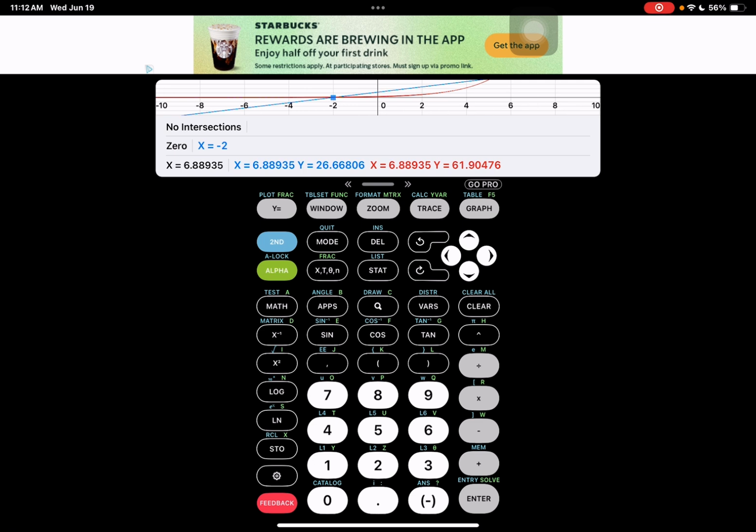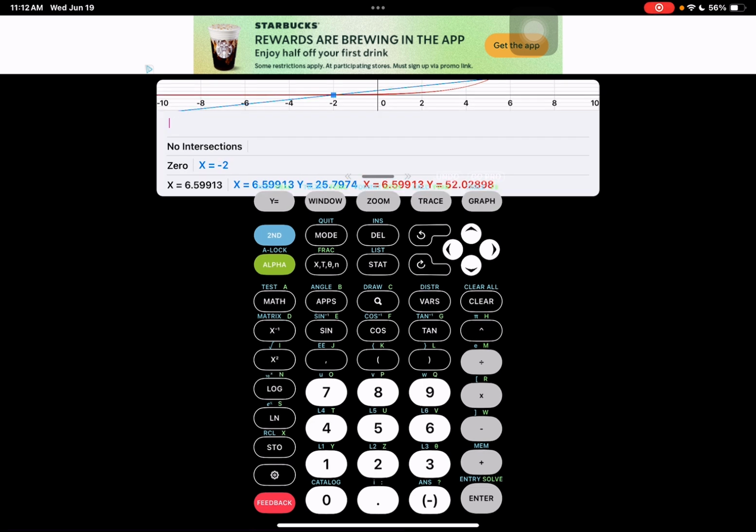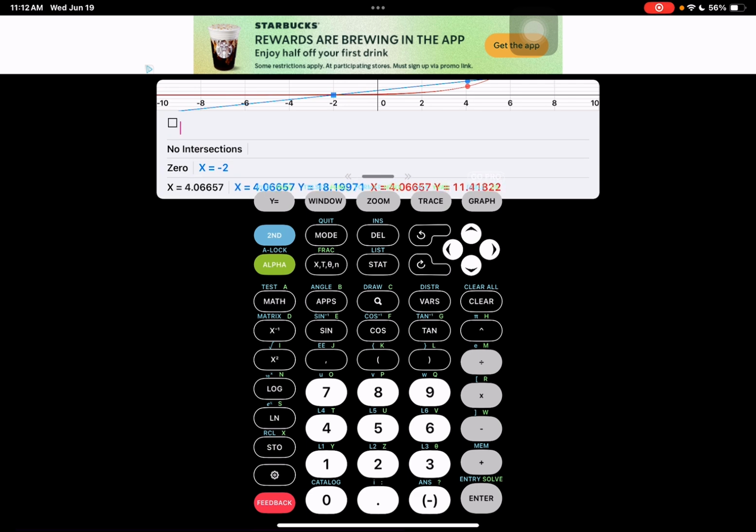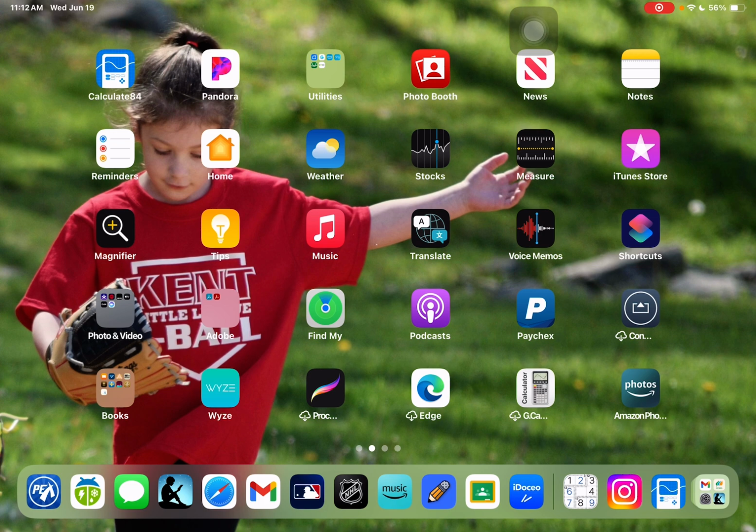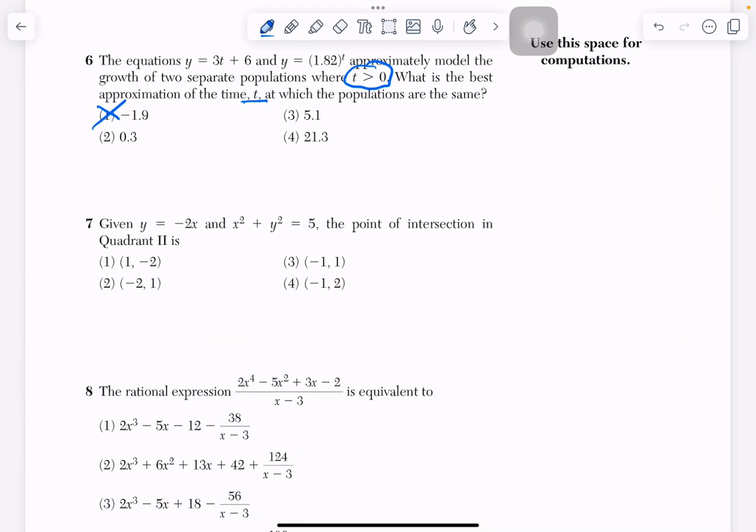Anyways, on the TI-84, I got 5.1 something, something, something, something, right? So it was choice number 3. All right, it just keeps saying no intersection. I don't know why, maybe because I don't have my window set right. But if you do it, it'll come out on your TI-84. All right, so this one was number 3, just done on your calculator.